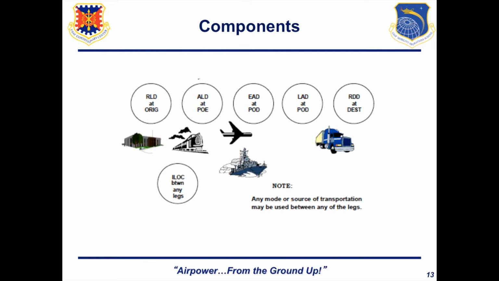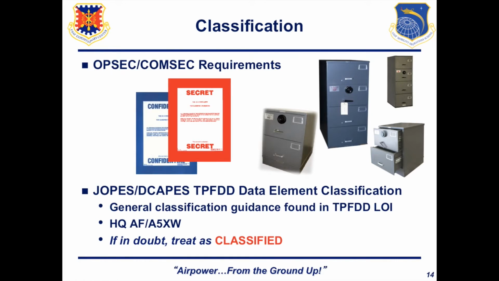But then we look and we have ILOC, an intermediate location. This is basically training. We can put that at any place. We can put it between the RLD and ALD. That's when they have to do support training before they deploy. Or we can put it between the EAD LAD window and the RDD. When they get into the theater of operations, they need to do some type of training. They need to do something that combines with their units to get ready to go. The only place it can't be is between the ALD and the EAD, because that's when you're actually flying over the ocean into the AOR.